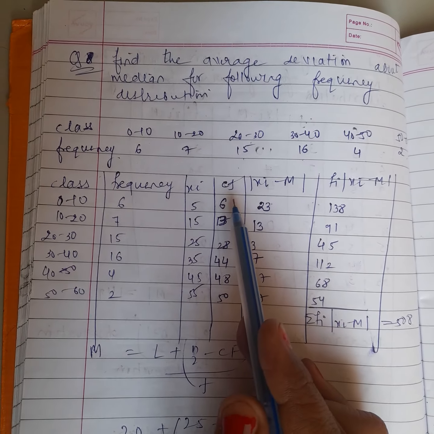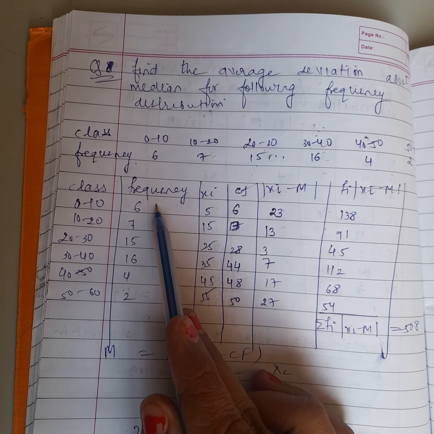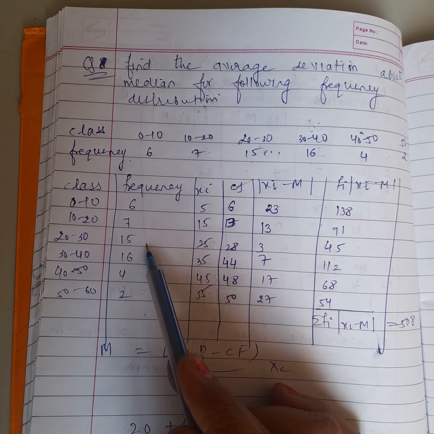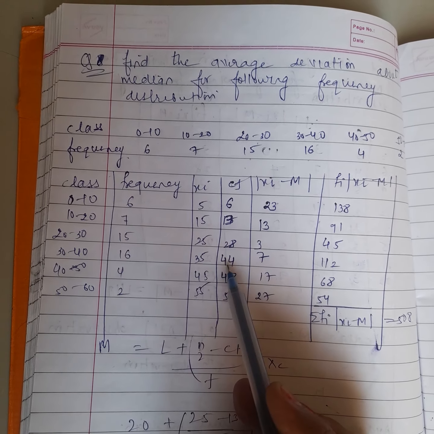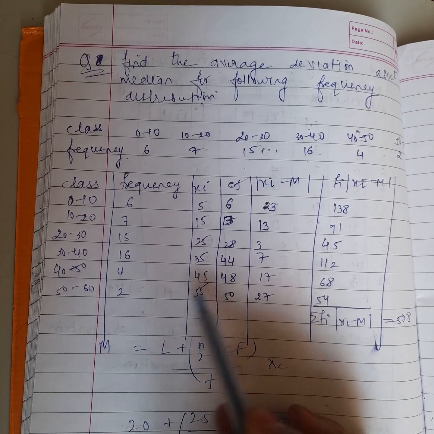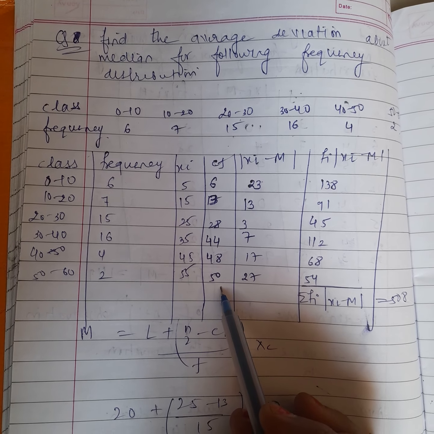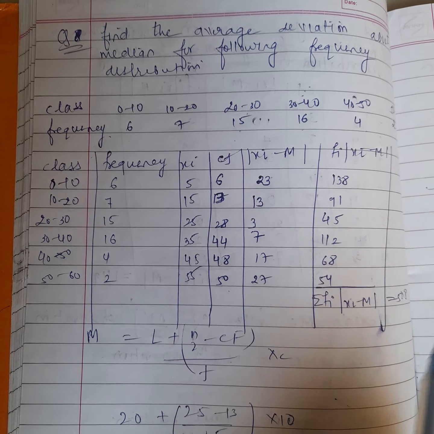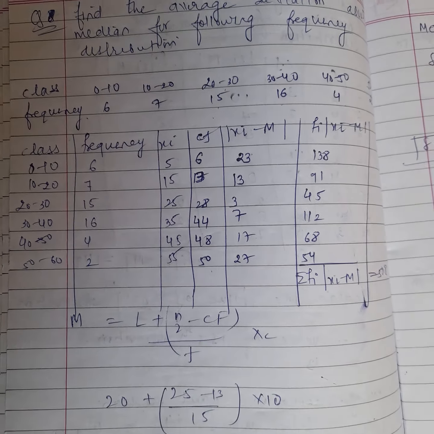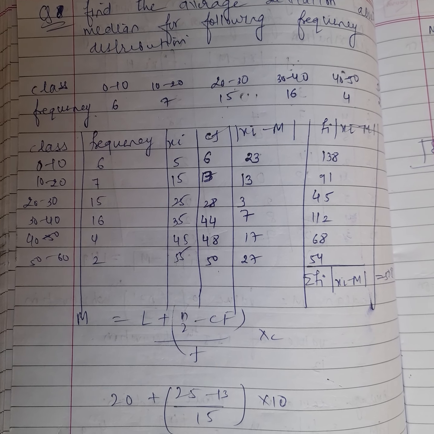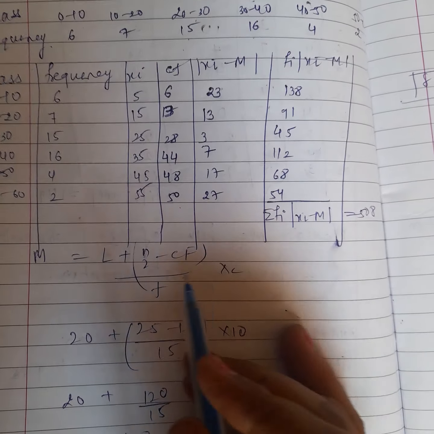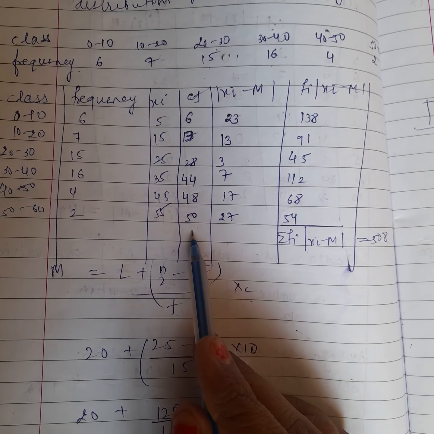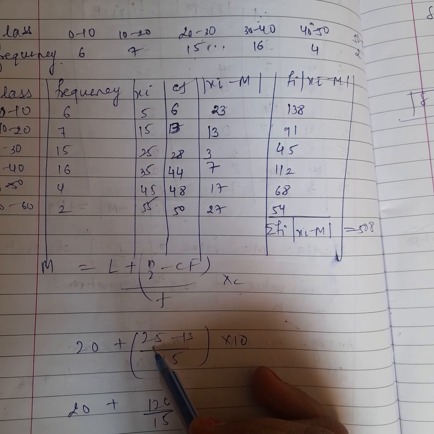Right? Next step is to calculate the cumulative frequency obtained from the frequency table: 6 as it is. Then 6 plus 7 is 13, 13 plus 15 is 28, 28 plus 16 is 44, 44 plus 4 is 48, 48 plus 2 gives 50. Right? Now here, as you can see, it is a continuous frequency distribution. So for such a question, we'll make use of the median formula, M equals L plus (n by 2 minus CF) upon f into C. So here n is 50, so we get 50 divided by 2, that is 25.